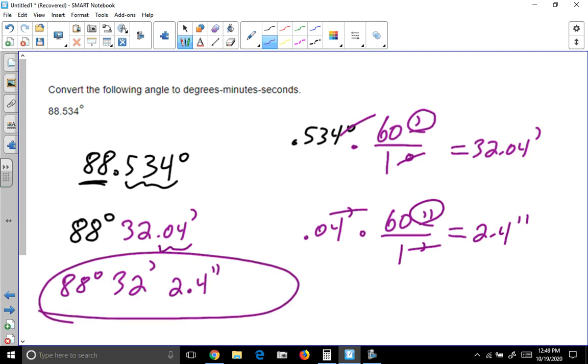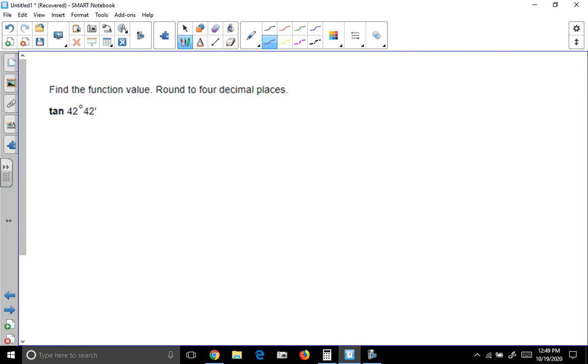So if we convert that decimal degree to degrees, minutes, seconds, that would be 88 full degrees, 32 full minutes, and then 2.4 seconds. Now, one reason we do these conversions from time to time is sometimes we need to use our calculator to calculate a trig function for something that's not in decimal degrees. And if our calculator does not allow us to put in minutes and seconds, then we would need to convert 42 degrees, 42 minutes into just decimals.